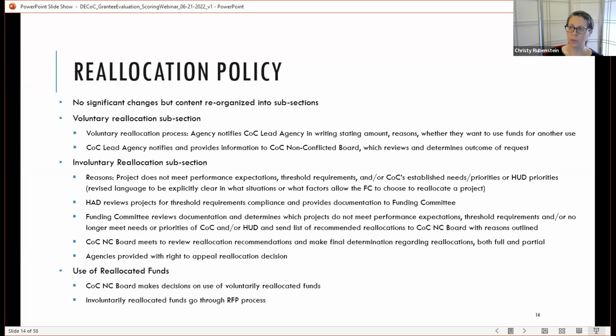The use of reallocated funds is the final section in this reallocation policy. If an agency steps forward to do a voluntary reallocation, they might be thinking, I'd like to reallocate some funds if I could then get those funds back and do something different with them. What this says is that the board gets to make that decision about whether they would allow that agency to do that. The other option is that the voluntarily reallocated funds just go out to any agency that might be interested as part of a new project competition. For involuntarily reallocated funds, the policy states that the funds will go through an RFP process.